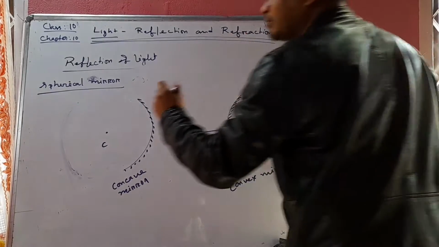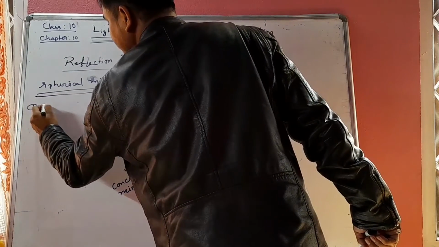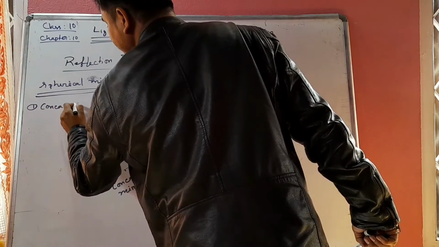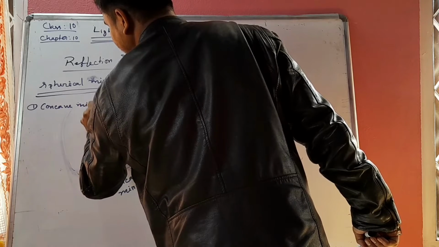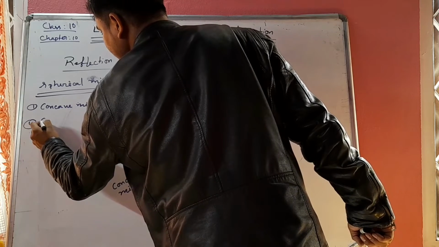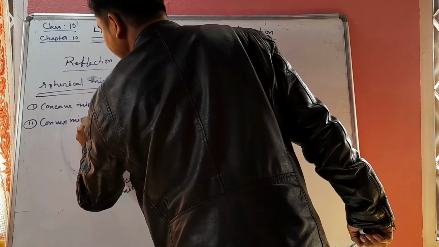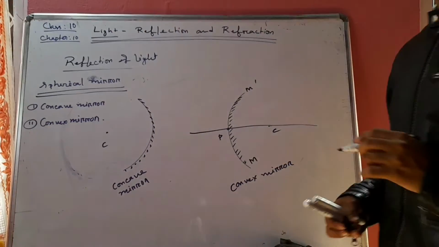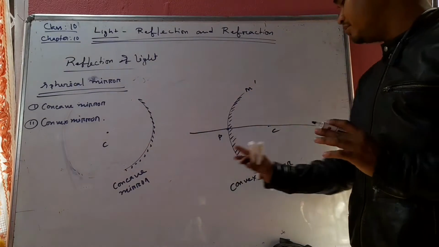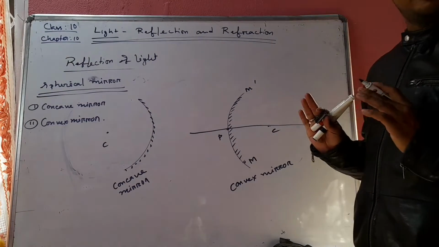We get two types of spherical mirror. One is the concave mirror, another is the convex mirror.